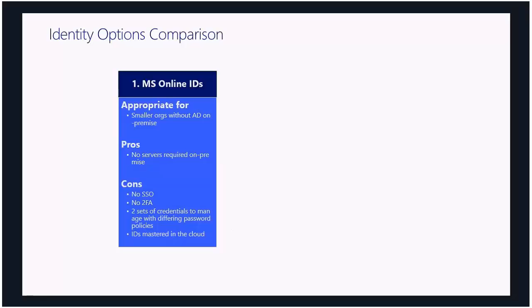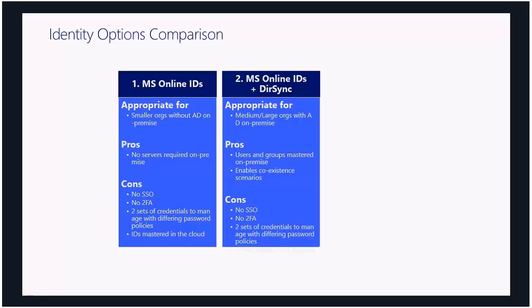You don't get single sign-on, you don't get the ability of two-factor authentication. If you are logging into a workstation or a network on-premise, then you're going to have to maintain two sets of logins. The second option is to basically synchronize your on-premise directory to the Microsoft Online identity, and you do that using a product called DirSync. There are some updates to that, but most people know it as DirSync.